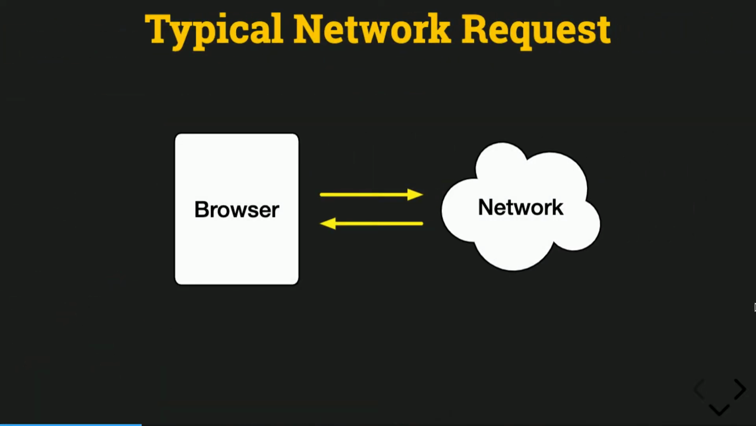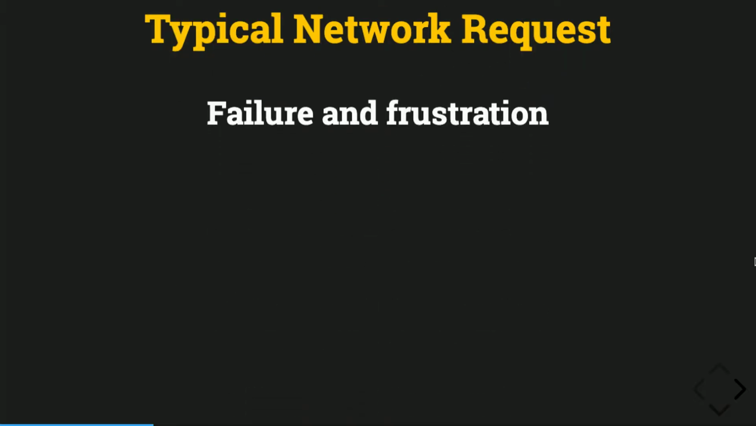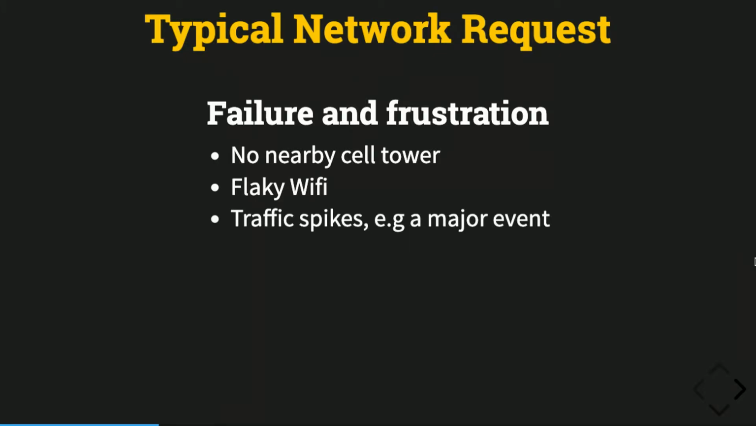So this is what a typical network request would look like. Obviously, I'm oversimplifying here. There could be a CDN, there could be all kinds of things on the network side. But you end up with failure and frustration when there's potentially no nearby cell tower, your Wi-Fi is on the fritz for some reason, maybe there are a lot of people using cell towers, or there are problems with ISPs.